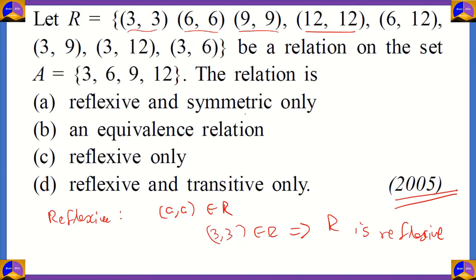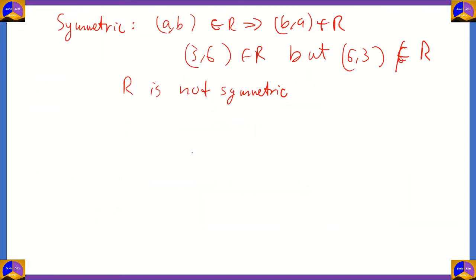So therefore, that rules out option A and option B. But still, you have option C and option D to take care of. So for that, you need to check transitivity of the relation.